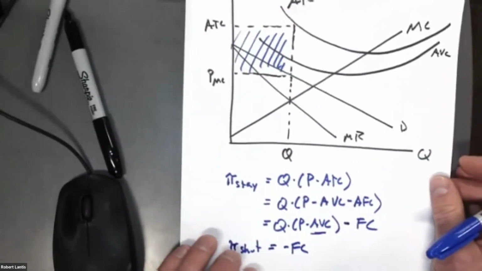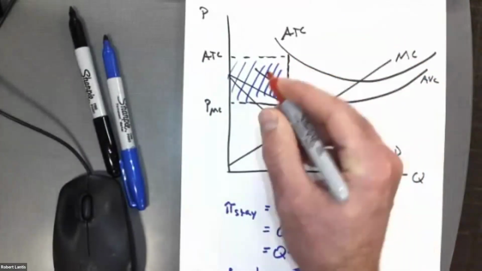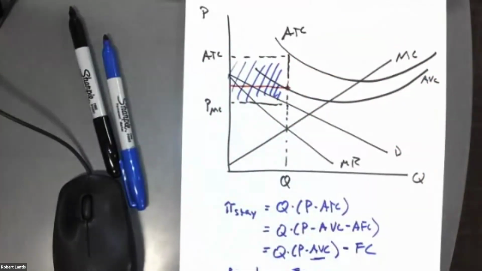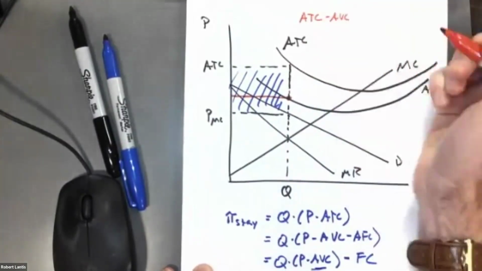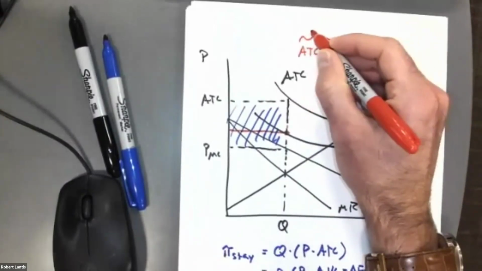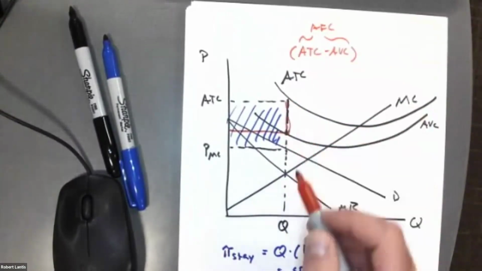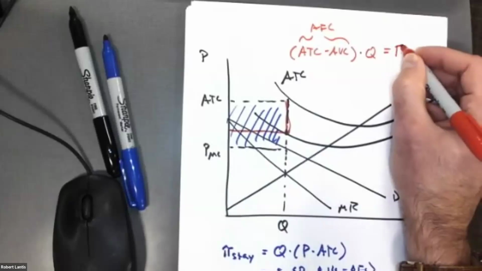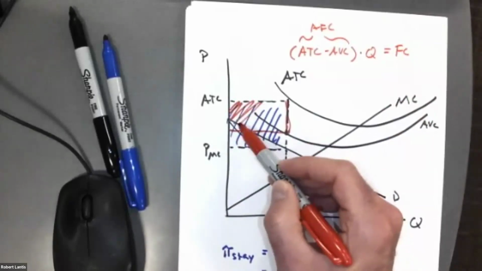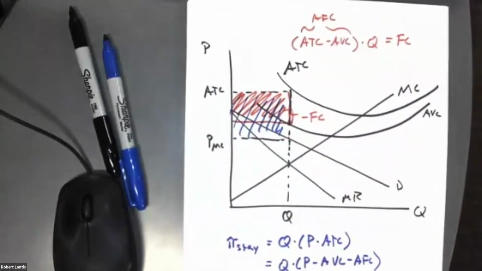Okay. Now, where are my fixed costs represented in this graph? Well, if I just take the difference between average total and average variable costs, so average total minus average variable, this would give me my average fixed. If I take the quantity I'm producing, average fixed times the quantity I'm producing would just give me my fixed costs. So that's why this rectangle here simply represented my profits if I shut down, which would just be negative whatever my fixed costs are.